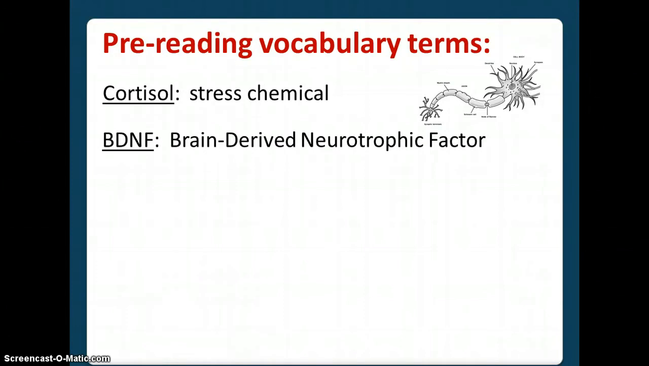You'll learn about a naturally produced substance in the brain called BDNF, short for brain-derived neurotrophic factor. BDNF, which was discovered just in the mid-1990s, is often referred to as Miracle-Gro for the brain.